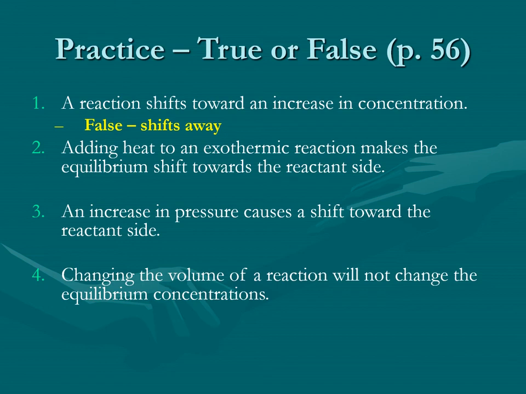Number 2, adding heat to an exothermic reaction makes the equilibrium shift toward the reactant side. Well, if it's exothermic, heat is like a product, so I want it to shift toward the reactant side. Adding heat, yes, will indeed make it shift toward the reactant side. Heat is a product, it'll shift away.